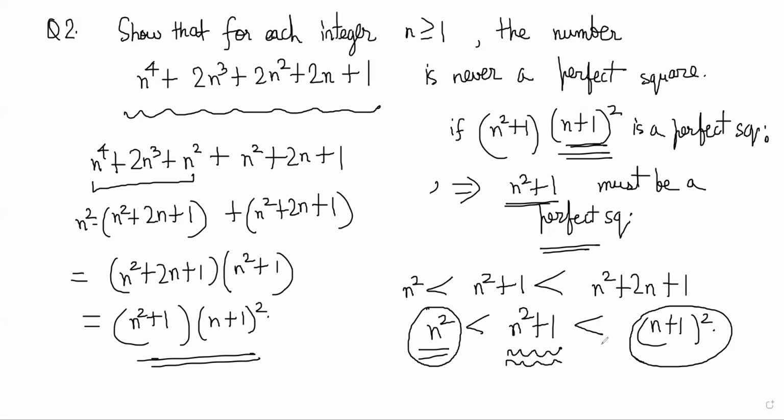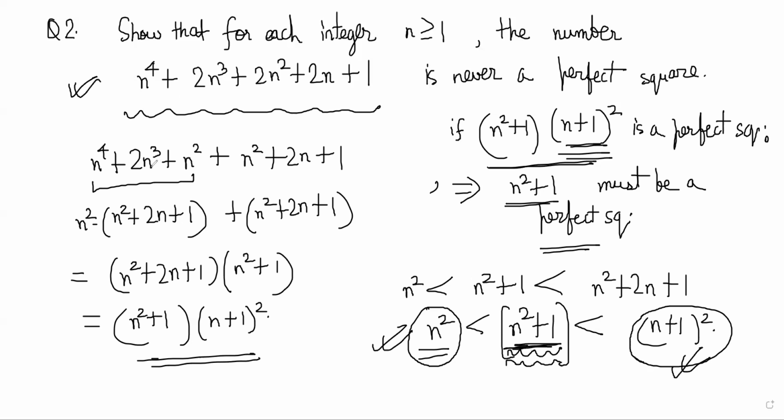Like the integer n and the integer n plus 1. If you take the squares of both, you get these. So what we have shown here is n square plus 1 lies between the perfect squares of two successive integers. So n square plus 1 itself cannot be a perfect square. If n square plus 1 itself cannot be a perfect square, then obviously this whole expression cannot be a perfect square. So that is the proof.